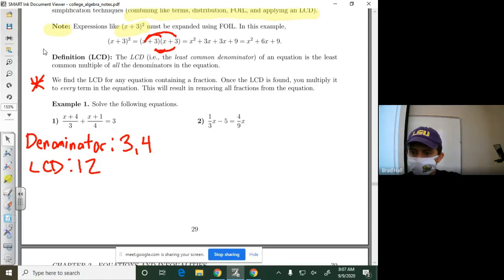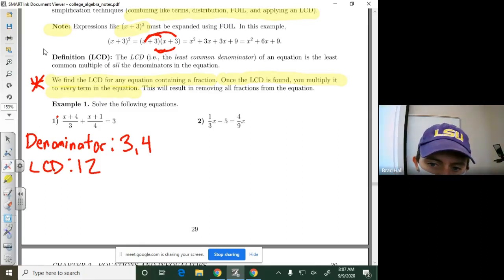So the question is, all right, we have the least common denominator. So what? Well, now what we do, so I write it furthermore in this description up here. We find the LCD for any equation involving a fraction. Once the LCD is found, you multiply it to every term in the equation. So the LCD is 12. Well, then we multiply everything by 12, every term.